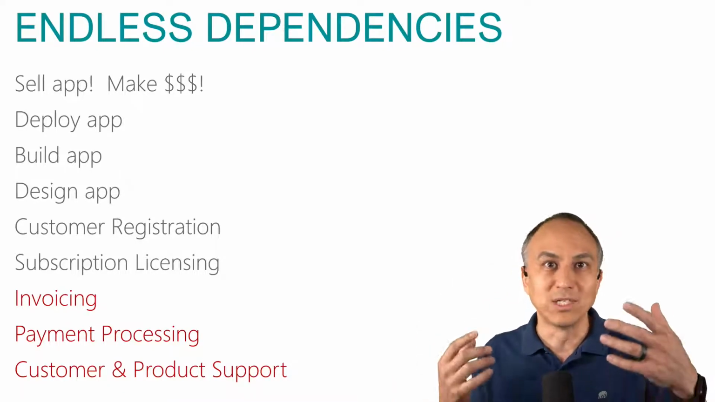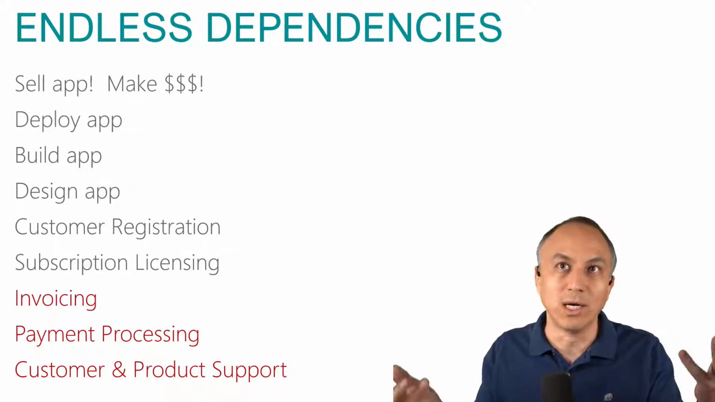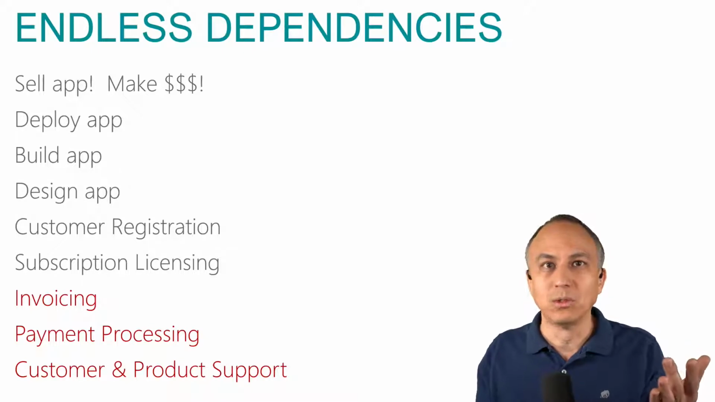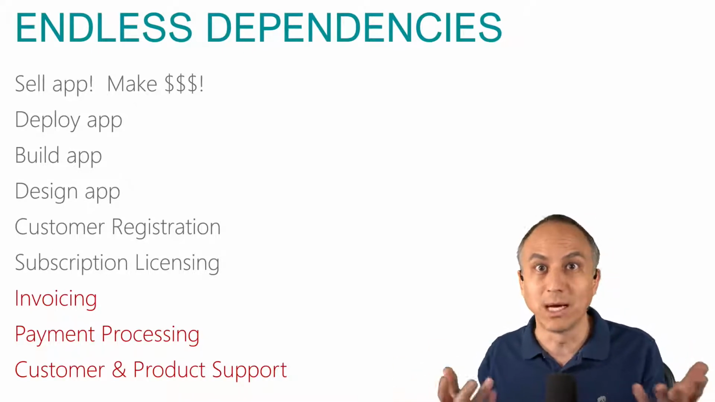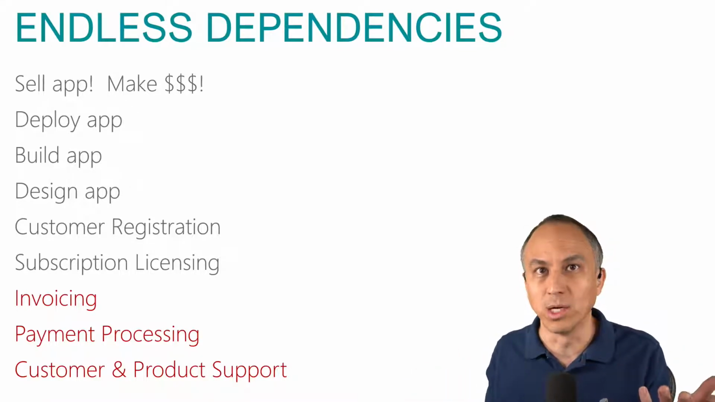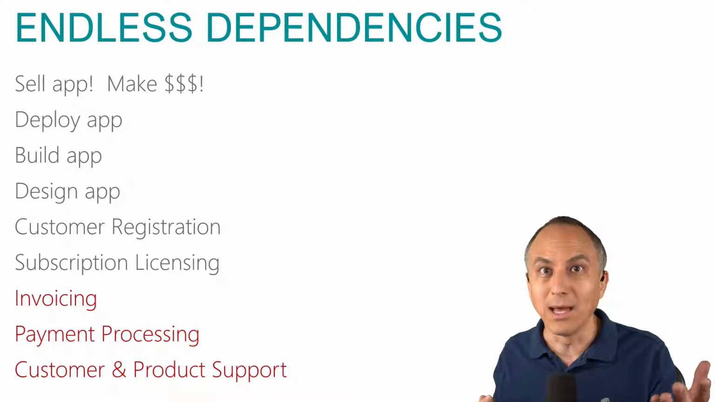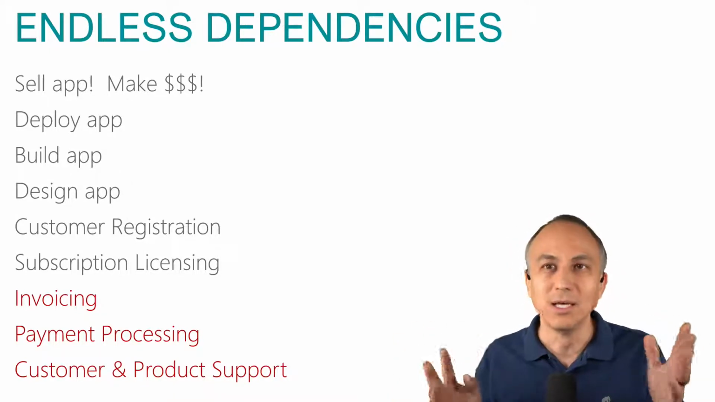Well, okay, we've designed and built and deployed the app. Well, how do we know who our customers are? Well, you might need some type of registration process. Okay, well, how do we get those customers to pay and buy the software? Well, you need some type of licensing and subscriptions. Well, okay, how do we do that? We need to invoice the customers so they can pay. Then we need payment processing, different payment methods, different countries, right?